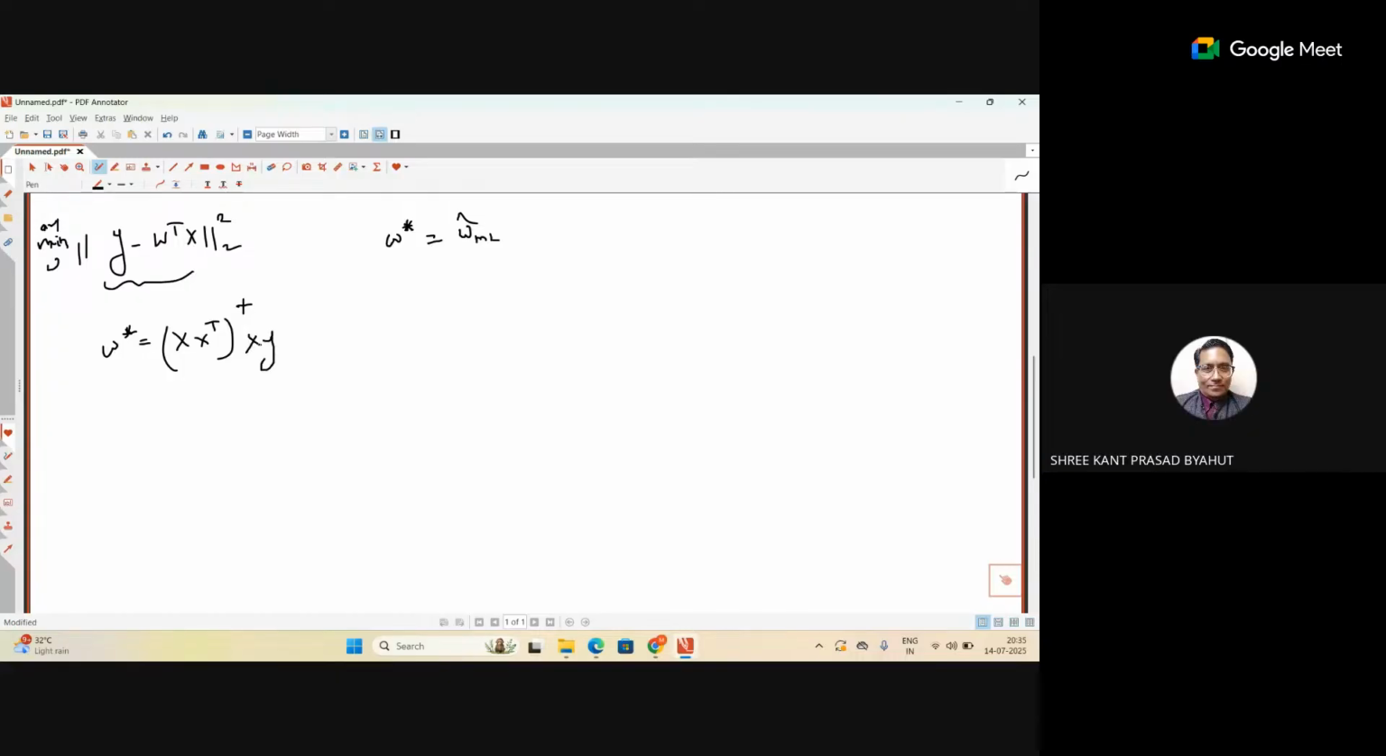We did not understand the pseudo inverse in the last class. It was pending. Pseudo inverse is basically, you see, if your matrix is not singular. So I told you, right? When do you call a matrix singular? The determinant equals 0.